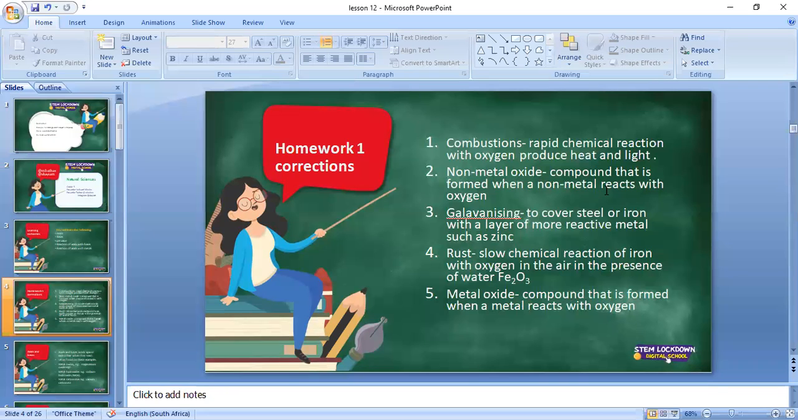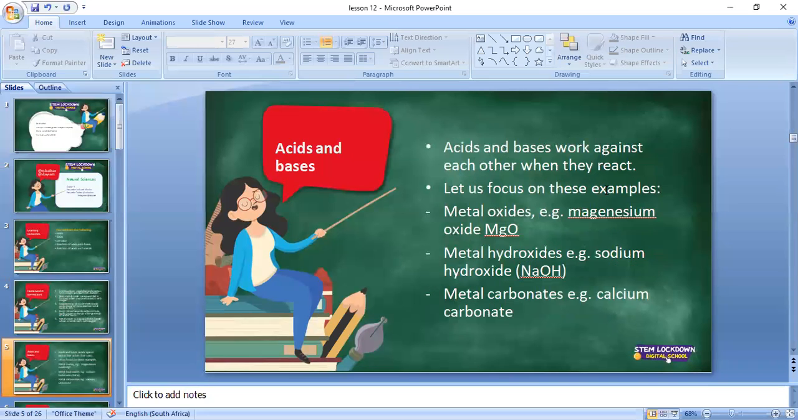Let us continue with today's lesson. Today we are doing acids and bases. Last week we discussed that acids and bases work against each other when they react. So when we are reacting an acid and a base, they are working against each other. Are we clear? They do react, but their reaction is obviously not a harmonious reaction. It is an antagonist reaction. They are going against each other. Acids and bases react against each other.